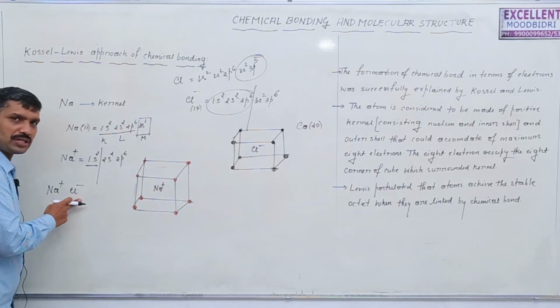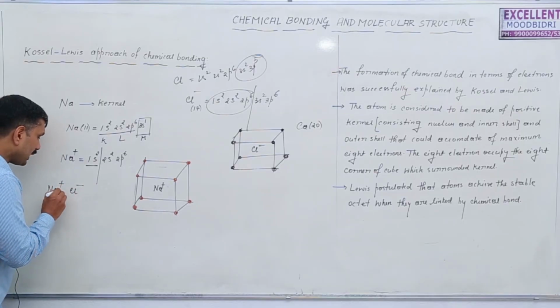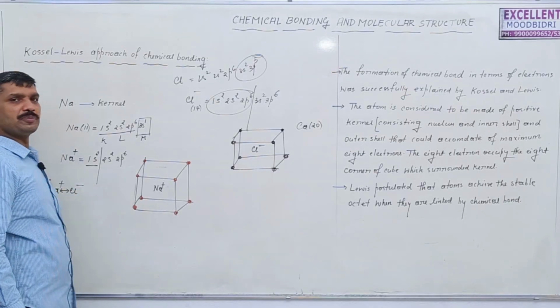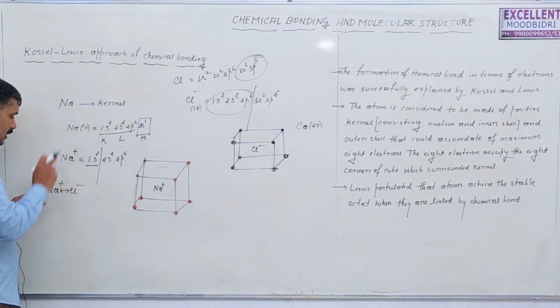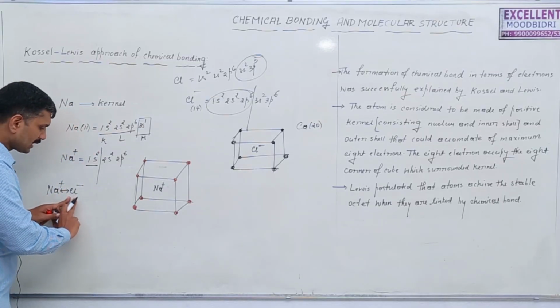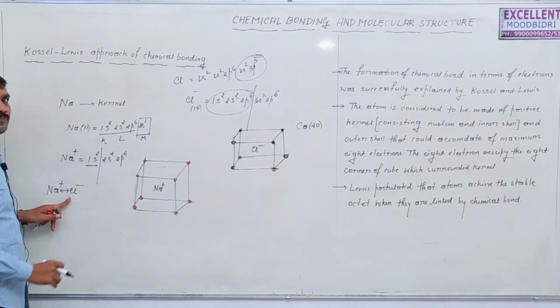Chlorine gains 1 electron, forming Cl minus. Afterwards they are held together by the ionic bond. As a result, the molecule becomes stable. According to this concept, Na plus contains 8 electrons in its outermost shell, and Cl minus also contains 8 electrons. That's why they become stable.